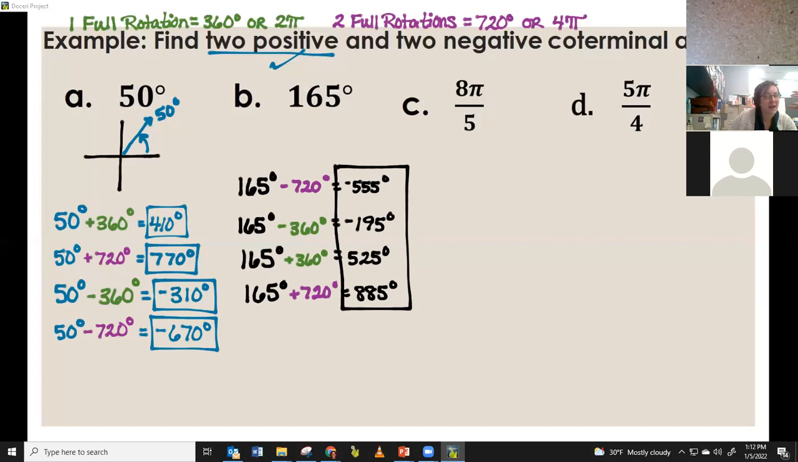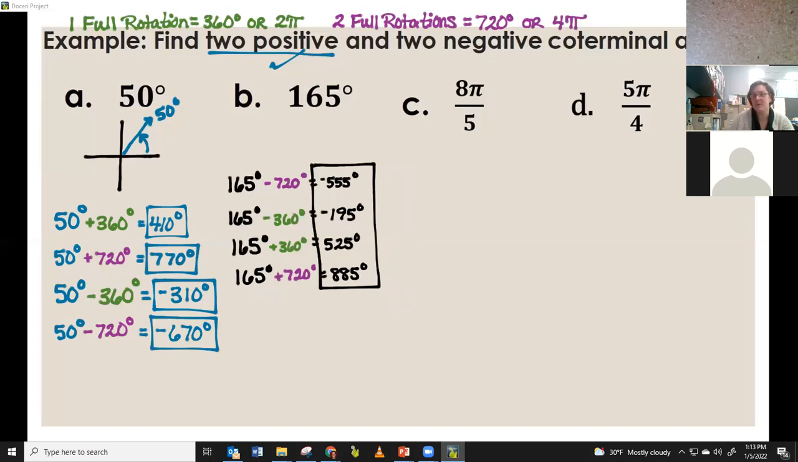Do I use the exact same process on C? Am I going to add 360 or subtract 720? If it's different, tell me how it's different. If it's the same, tell me it's the same. Ah, 2 pi. We could convert it into degrees first, but I want to stick with the units that they gave me. So I like the idea of adding and subtracting 2 pi.